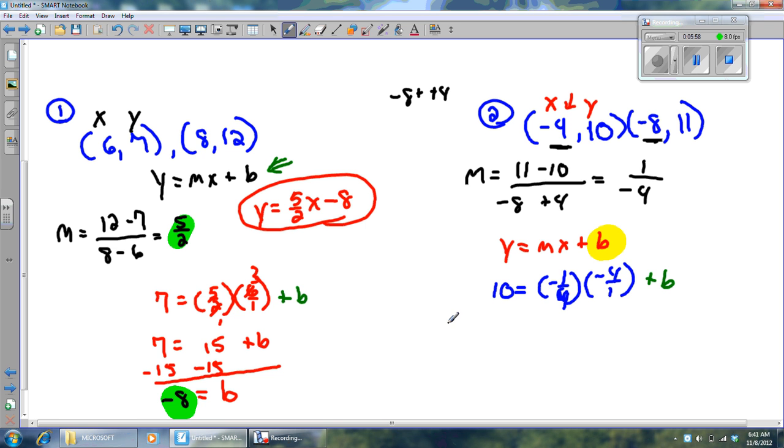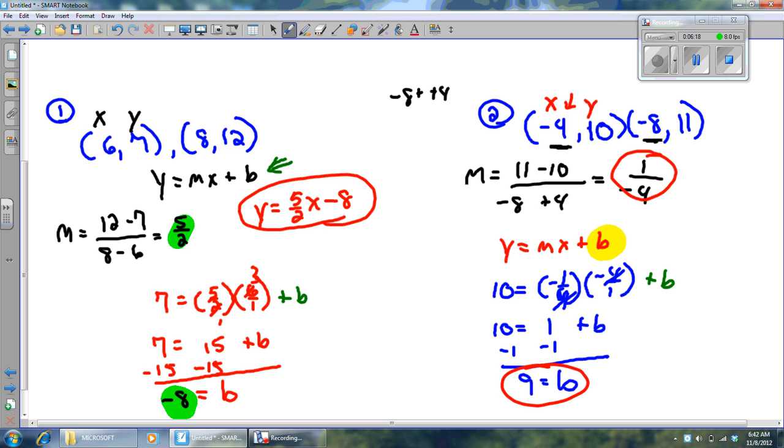All right, so I'll have 10 will equal, those will cancel, negative times negative, +1 plus b. Subtract 1 from both sides, and I'll get 9 equals b. I have my slope, which is here. I have my y-intercept. My equation is y equals -1/4 x plus 9, and there you go. That's simple, ladies and gentlemen.